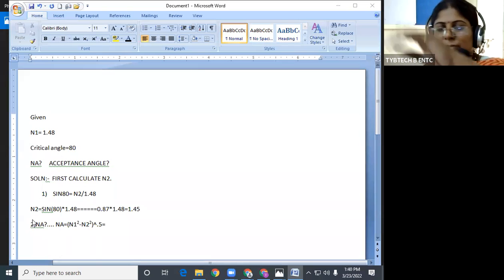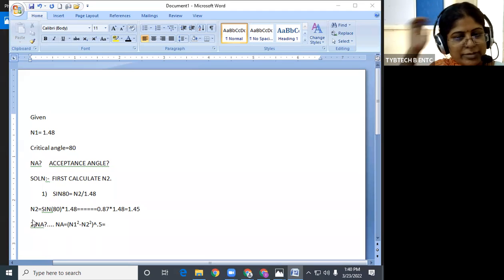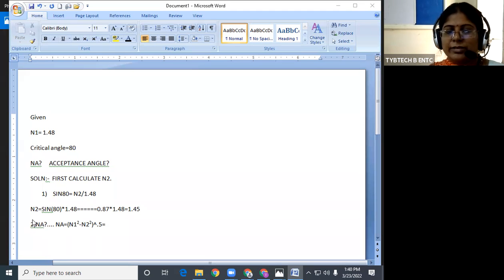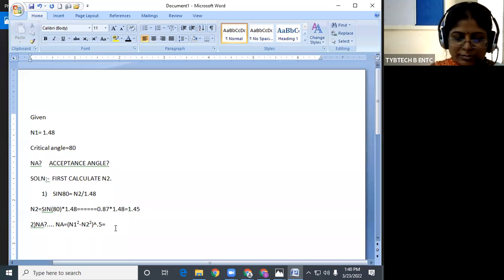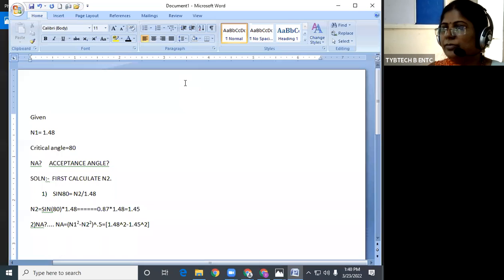What is the problem? Where are you getting it wrong? N1 square, 1.48 square, then minus 1.45 square, and the whole bracket is raised to 1/2, means 0.5. So tell me what is the value.